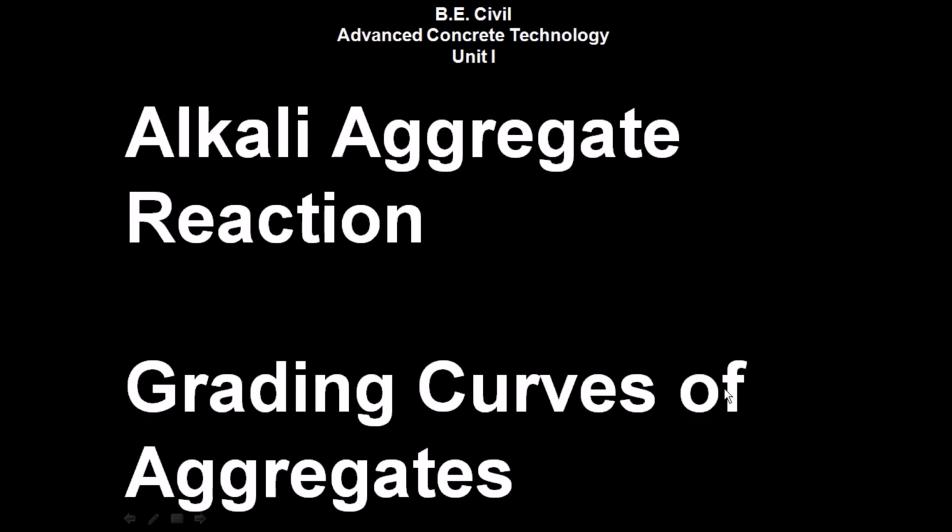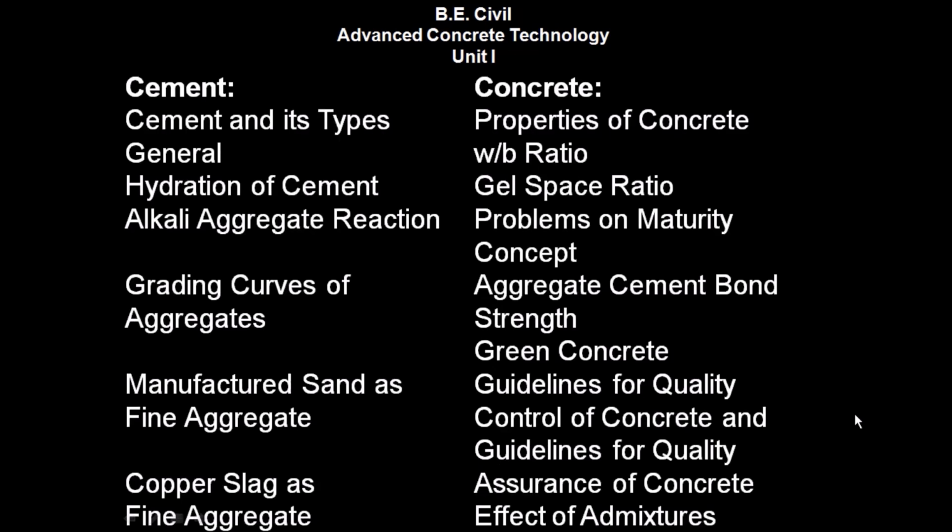So we have seen the alkali aggregate reaction and the grading curves of the aggregate. So unit 1 includes the cement and its types, general, hydration of the cement, alkali aggregate reaction, grading curves of the aggregate, manufactured sand as the fine aggregate, copper slag as the fine aggregate. It also includes the concrete, properties of concrete, W/B ratio, that is water binder ratio, gel space ratio, problems on maturity concept, aggregate cement bond strength, green concrete, guidelines for the quality control of the concrete and the quality assurance of the concrete, and the effects of admixtures.